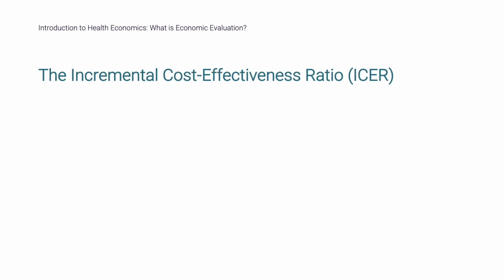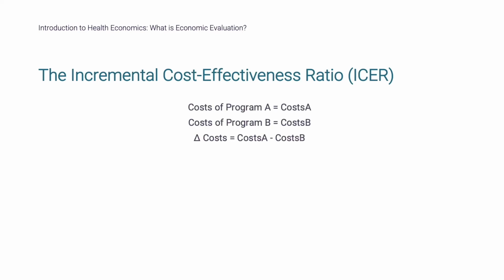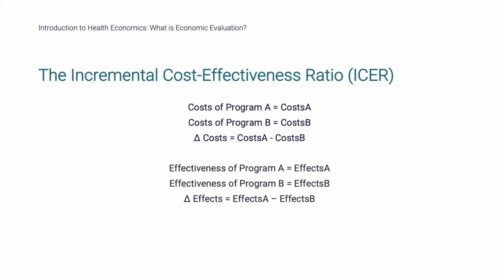When we introduced CEA and CUA, we talked about reporting the findings as an ICER, an incremental cost-effectiveness ratio. An ICER is a ratio of the difference in costs, i.e. the incremental costs, divided by the incremental benefits. The formula is shown here, and we will work through some calculations as we go through the module.